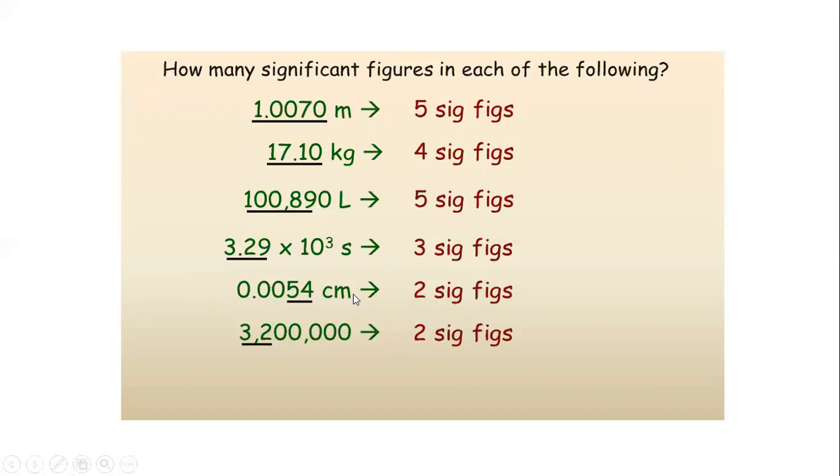0.0054 centimeter. There is a zero before the decimal point, so we cannot term it as a significant figure. We can't count these zeros. We can count the non-zero digits, which are 5 and 4. So this term has two significant figures. In the last example, 1, 2, we have two significant figures, because in the rule we already discussed that the only non-zero digits are significant.